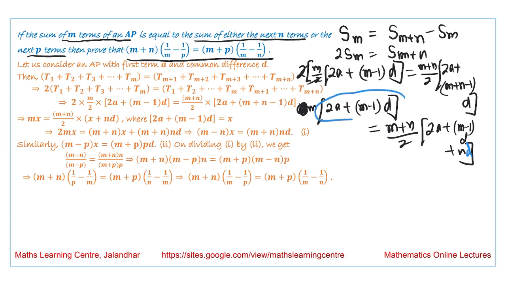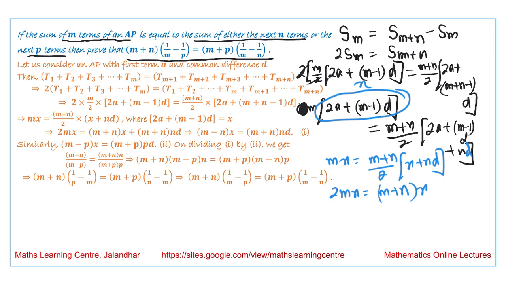Now if we substitute this term as x, we obtain mx is equal to (m plus n) by 2 into (x plus nd). So this implies 2mx is equal to (m plus n) into x plus (m plus n) into nd, and if we rearrange this term, 2mx minus mx minus nx is equal to (m plus n) into nd.